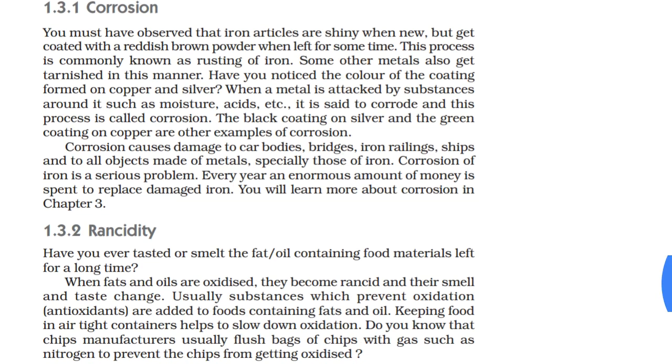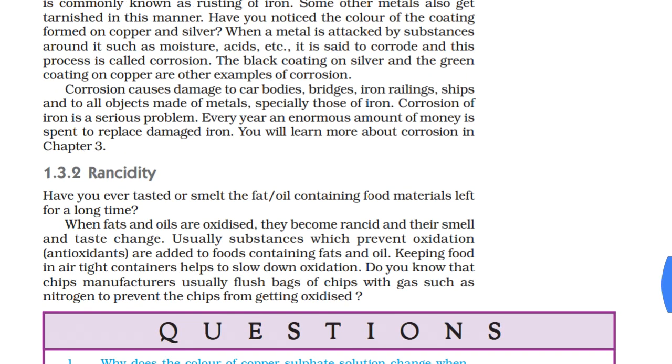Some other metals also get tarnished in this manner. Have you noticed the color of the coating formed on copper and silver when a metal is attacked by the substances around it, such as moisture, acids, etc.? It is said to corrode, and this process is called corrosion. The black coating on silver and green coating on copper are other examples of corrosion.